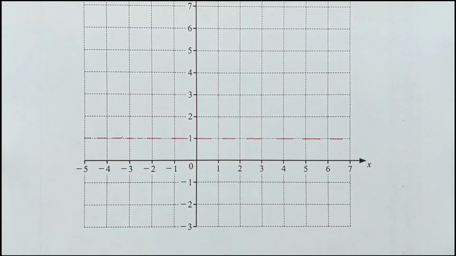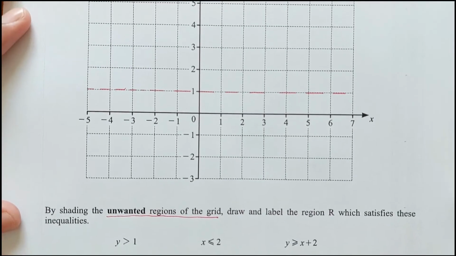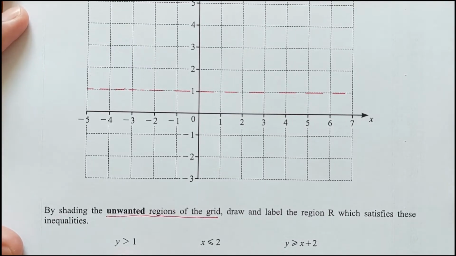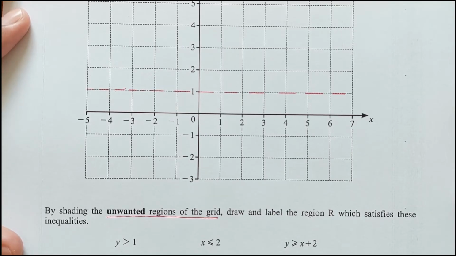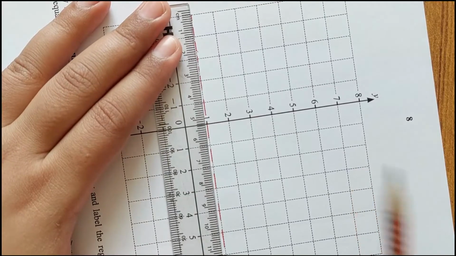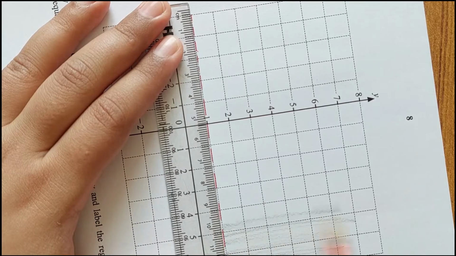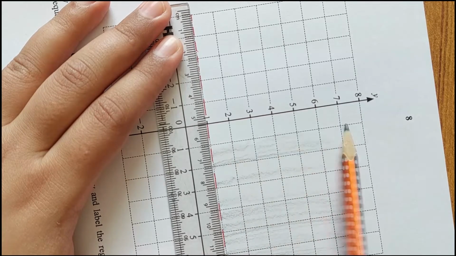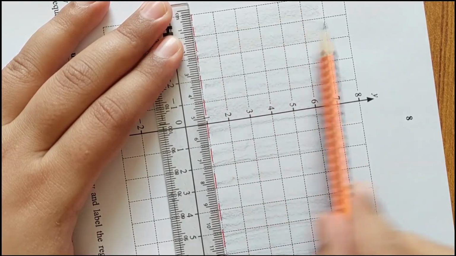Okay, this is y equals 1, and equality is not involved, so it is just y greater than 1. That is why I'm using the dotted line. So y is more than 1, we have to shade that region. This is going to be the shaded one. You have to shade as well, right? Because you said we have to shade the unwanted regions. Let me show the shadings as well.